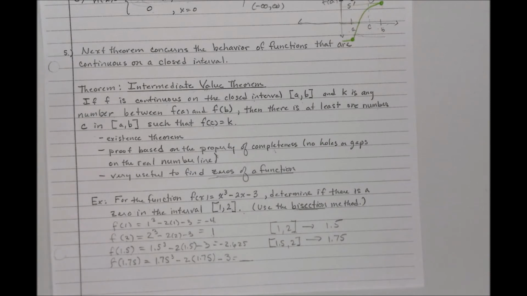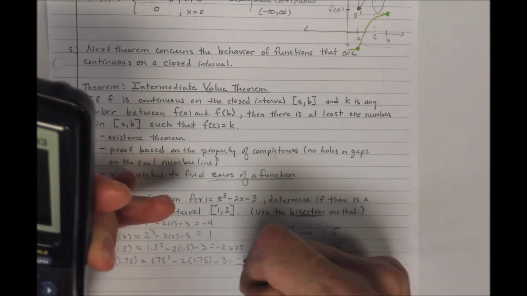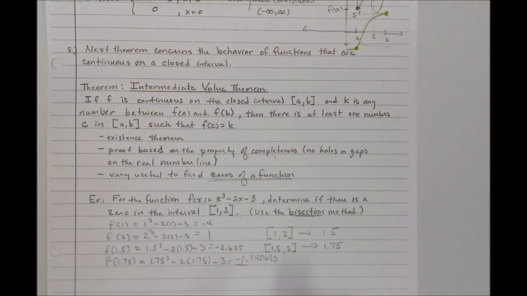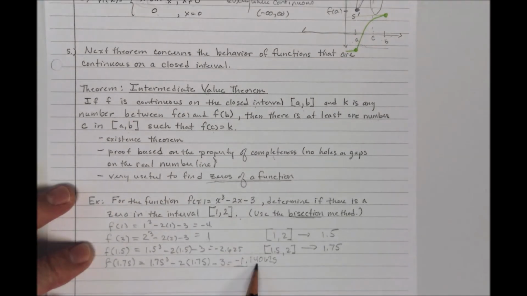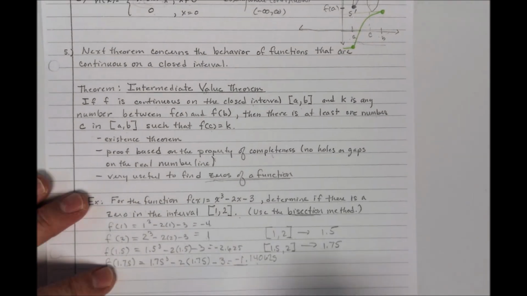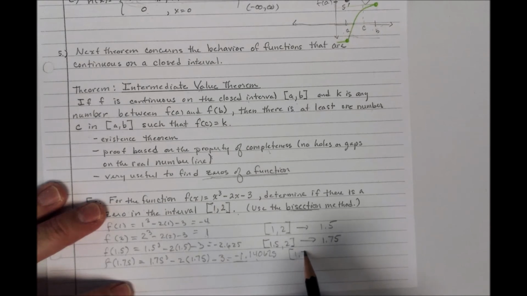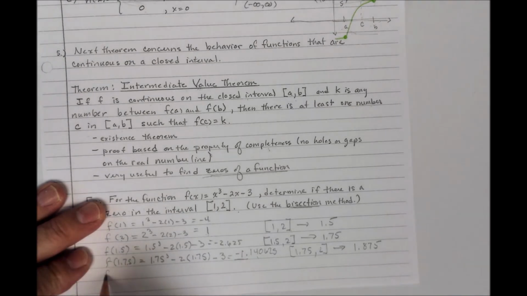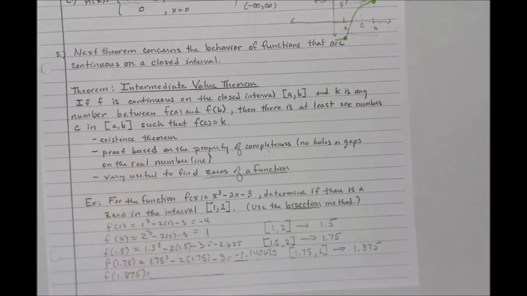1.75 raised to the third power minus 3.5 minus 3 equals, I get negative 1.140625. Well, here it's positive, here it's negative. It's got to be between 2 and 1.75. So now, between 1.75 and 2, I take the midpoint, which would be 1.875, and I keep on going.